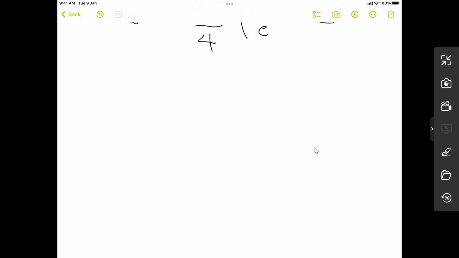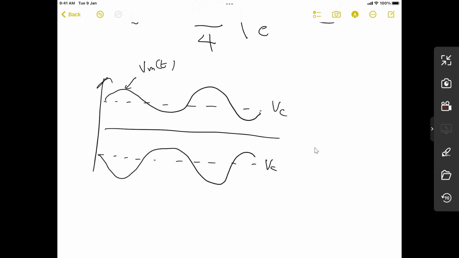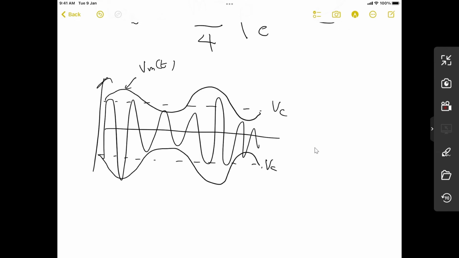We know that when we want to construct the envelope, we draw the reference line of the VC, and then we know that this is VM. So this is actually your modulating signal VM(t). That is why you get this waveform. This is double sideband full carrier.